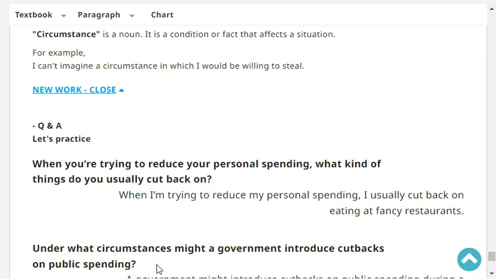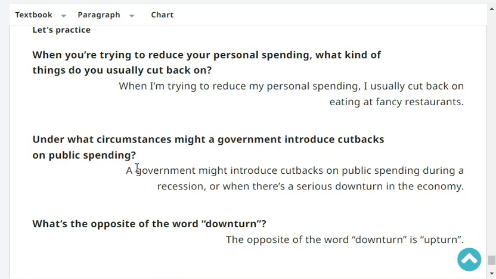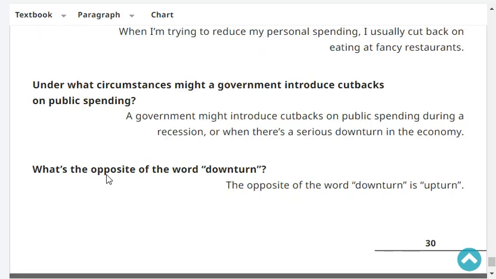Let's practice. Okay. When you're trying to reduce your personal spending, what kind of things do you usually cut back on? When I'm trying to reduce my personal spending, I usually cut back on shopping websites. Very good. Yeah, I always do that also.